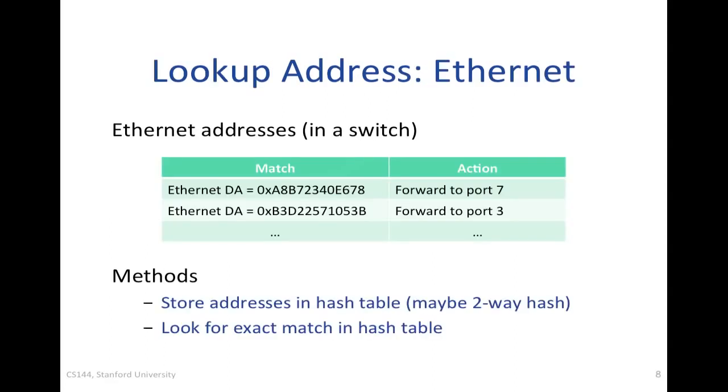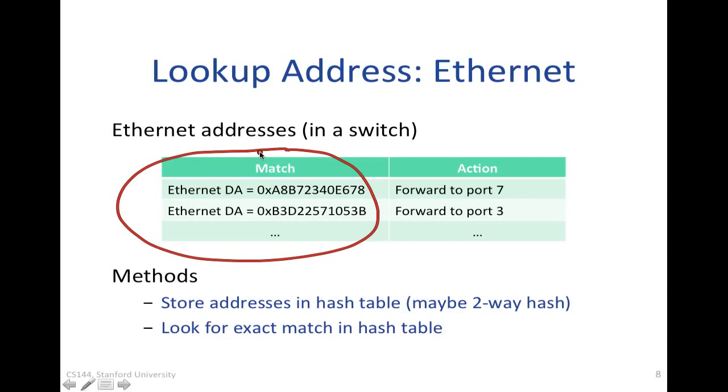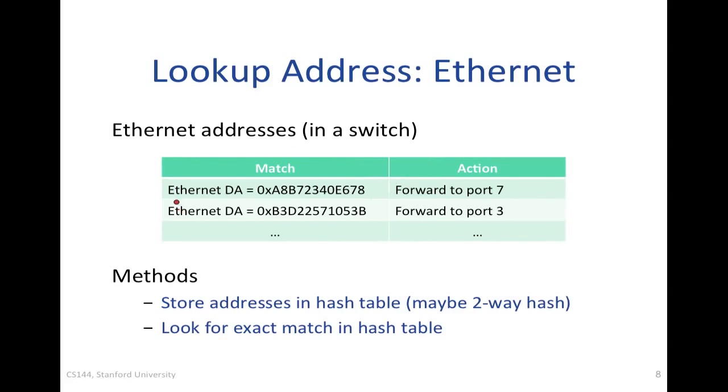So for Ethernet switches, looking up the address is very straightforward. It will have a forwarding table, which I've drawn in a very simplified form here. This is the match that it's going to perform. This is what it's going to try and match the Ethernet destination address on, and this is then the action it's going to perform if it finds a match. If an incoming Ethernet frame has a destination address that matches this one here, then it's going to forward it to port 7. If it matches on this address here, then it's going to forward it to port 3. I've just drawn the 48-bit addresses here as hexadecimal numbers.